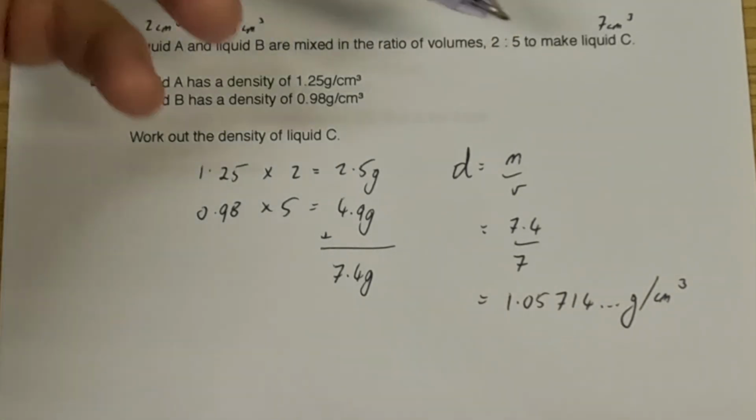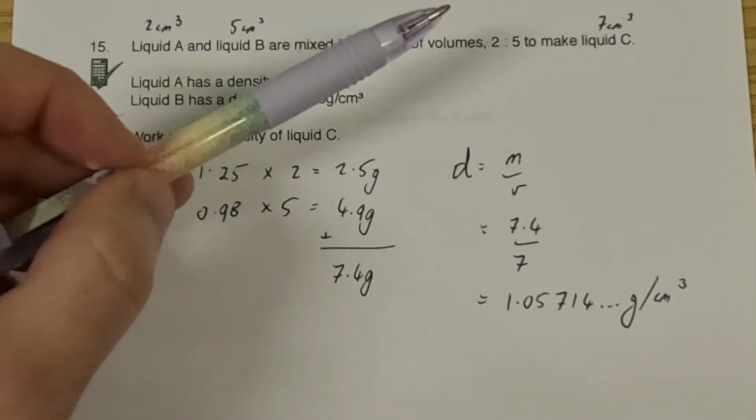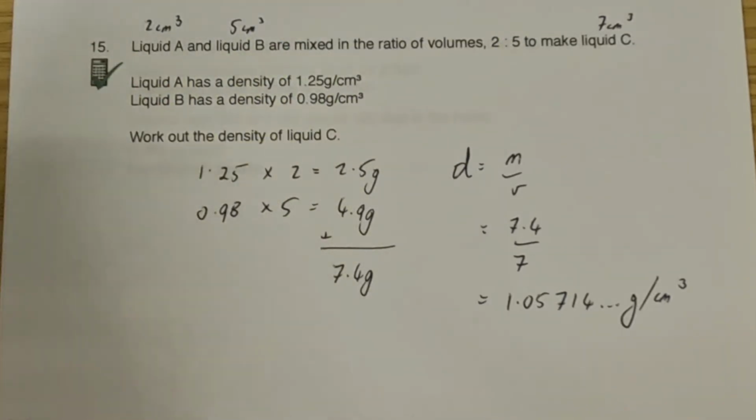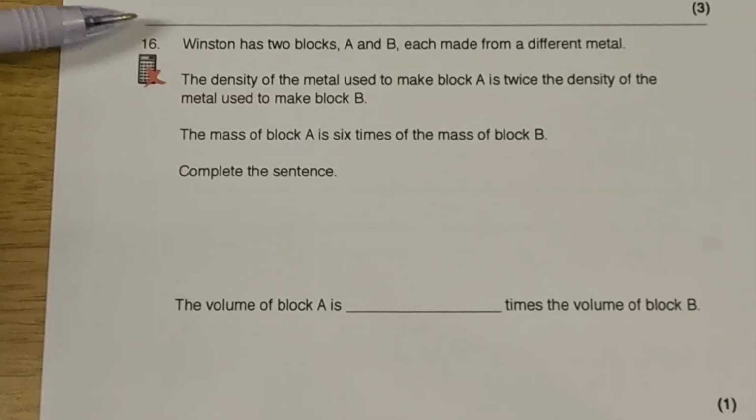And you could have done that question and you would have got the same answer, as long as the volumes that you chose are in the ratio 2 to 5. And that's it. Okay, let's have a look at our next question, question number 16.